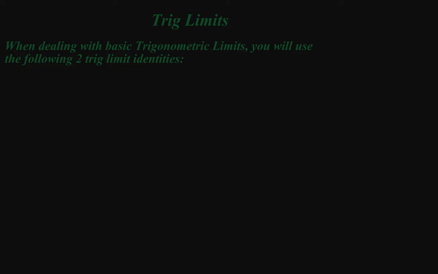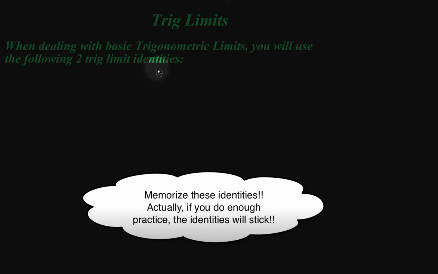Today we're going to be looking at the concept of basic trig limits. So when approaching a trig limit, you're going to probably start out by trying to use two trig limit identities. And one has to do with sine and the other one has to do with cosine.